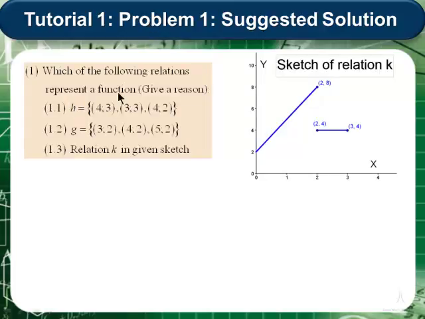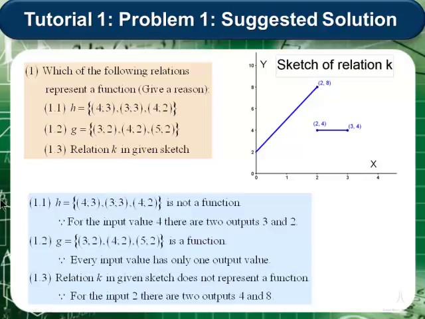Let us look at suggested solutions to problem 1 of tutorial 1. Alright, you were given the following relations and you need to determine which of them will represent a function and also give a reason. Remember again, a relation is only a function if for every input there is exactly one output. Now let's look at the first example. Now this relation h is not a function. What is the reason?